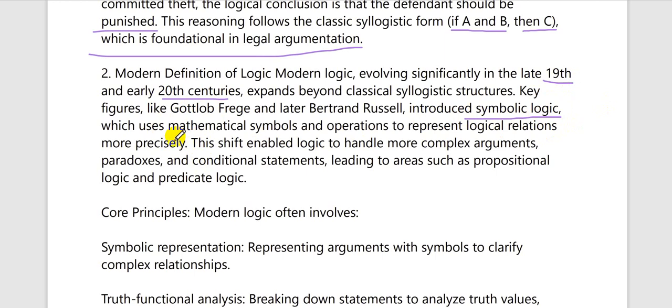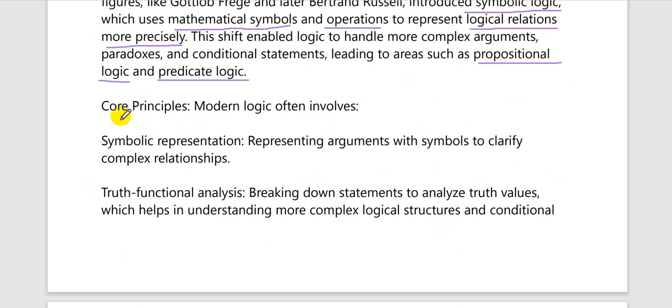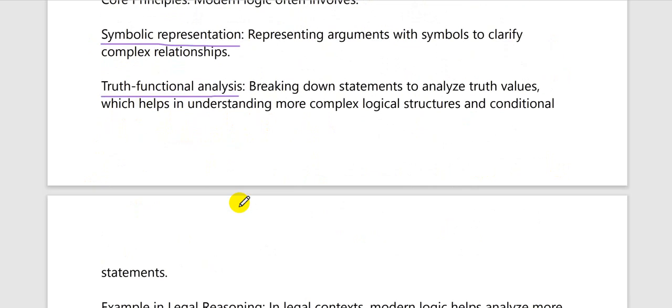Modern logic is used in maths through mathematical symbols and operations to represent logical relations more precisely. This shift enabled logic to handle more complex arguments, paradoxes, and conditional statements, leading to areas such as propositional logic and predicate logic. So what are the core features of modern logic? There are two of them: one is symbolic representation, the second is truth functional analysis.